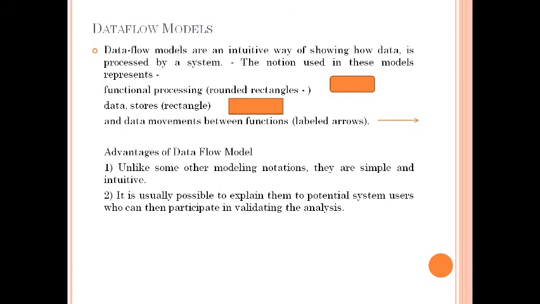A neat and clear DFD can depict the right amount of the system requirement graphically. Already I have told you that the requirements will be completely in documents. So when I say object model or data flow model, these are also in documents only; we are going to represent them in a graphical manner. In object models, we go for either the inheritance, aggregation or interaction models, whereas in DFDs we use notations for the flow of data.